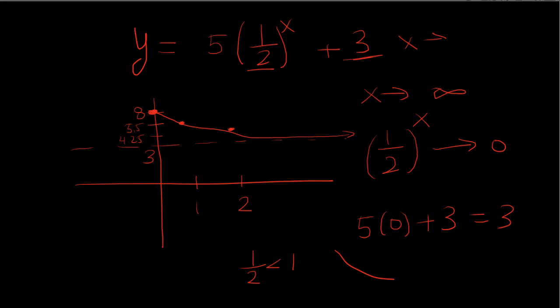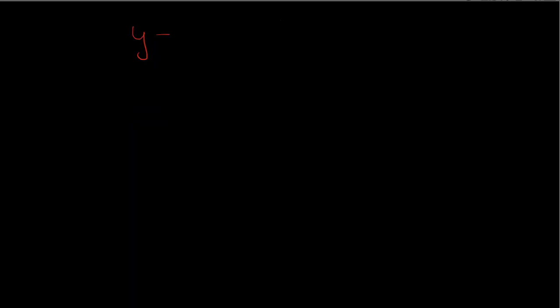Okay, let's look at another example. We have y equals 2 raised to the negative absolute value of x. I can rewrite this as 1 over 2 raised to the absolute value of x. And this one, notice that whether I plug in 1 or -1, I'm going to get the same value, or 2 and -2.